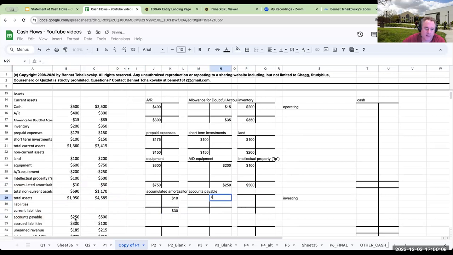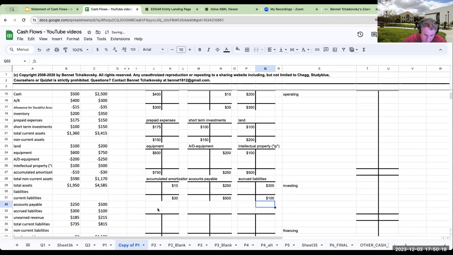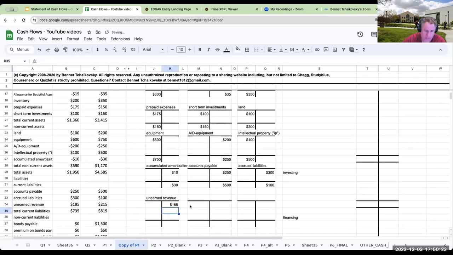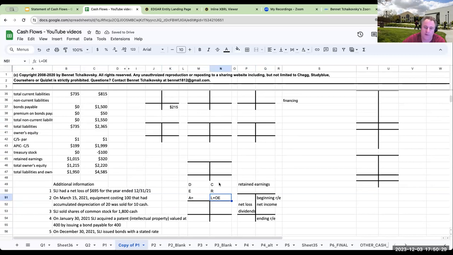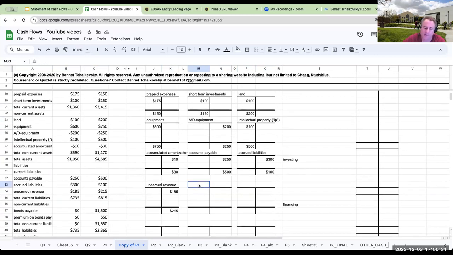We've got accounts payable, has a credit balance, opening 250, ending 500. Accrued liabilities, opening of 300, ending of 100. Unearned revenue, opening of 185, ending of 215. All credits, why is it a credit? It's a liability. It's going to have a credit balance.